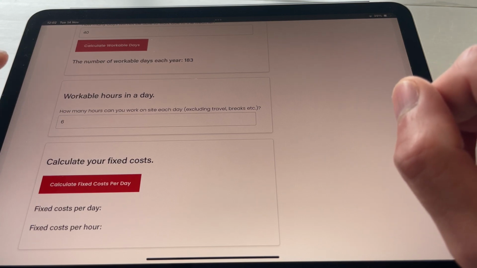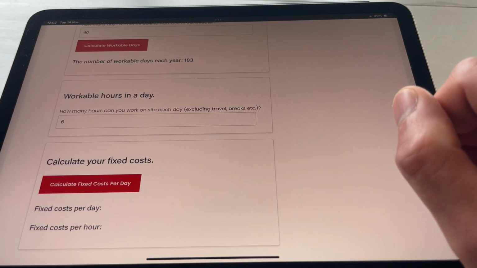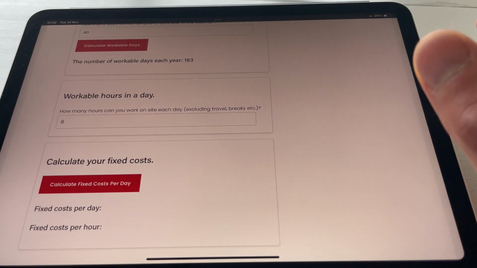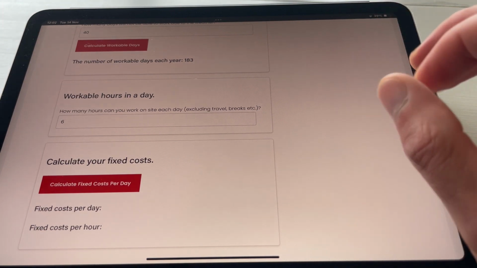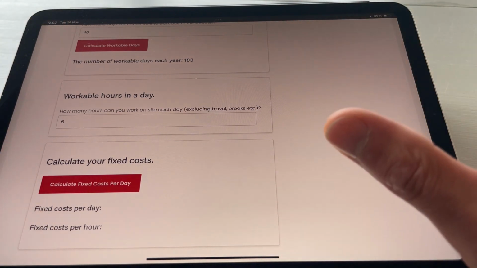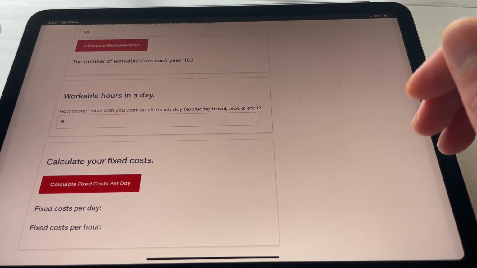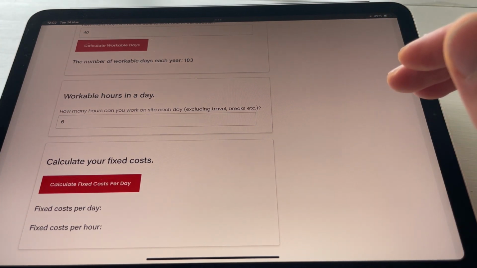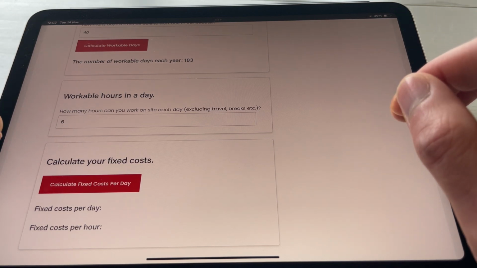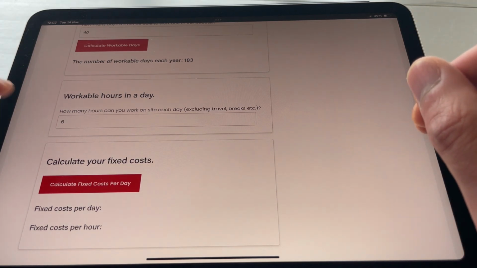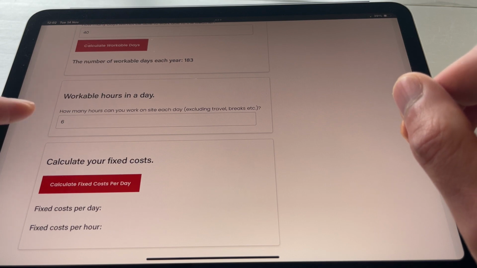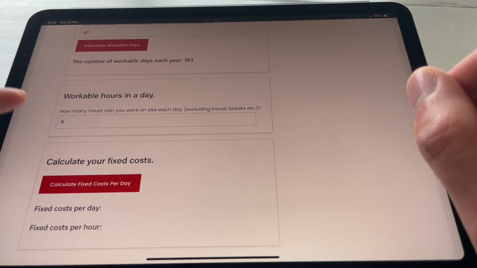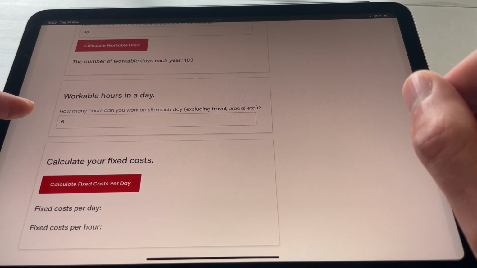The next question is, how many hours can you work in a day? I like to work 6 hours in a day, and the day itself might be 8 hours because you've got to drive to site, you've got to take some breaks, you've got to drive between jobs, you've got a bit of chat with the customers, all this kind of stuff. So I say, in terms of billable time that I'm on site on jobs, I can only work 6 hours a day.